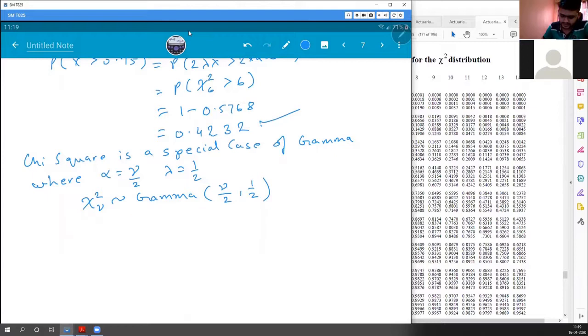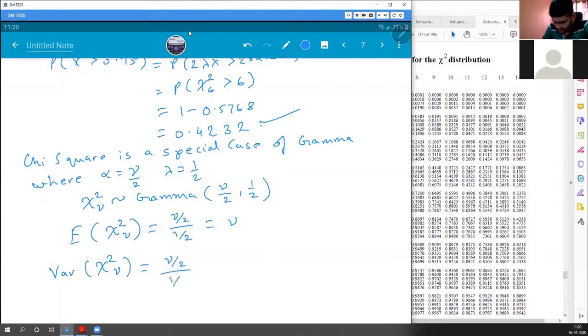That was our conversion from gamma to chi-square to find these probabilities, and we can convert chi-square into gamma as well by using this. We know the expected value of gamma. So our expected value of chi-square nu, for gamma it is alpha by lambda. That will be nu by 2 by 1 by 2. So that becomes nu, and variance of chi-square nu will be alpha by lambda square. We'll get nu by 2 by 1 by 2 square, or you'll get 2 times nu.